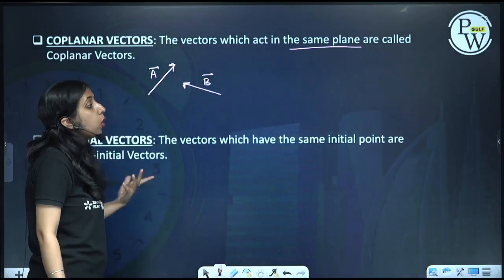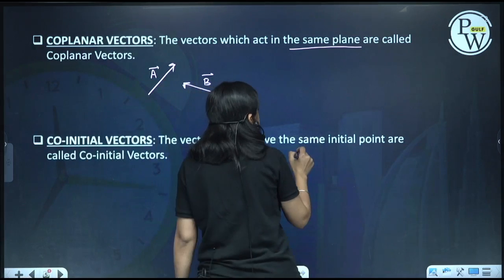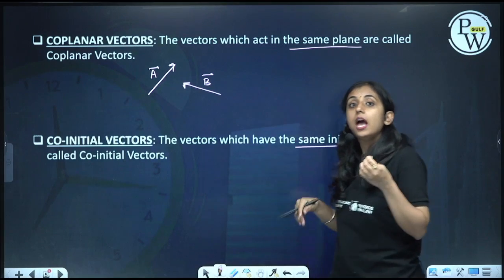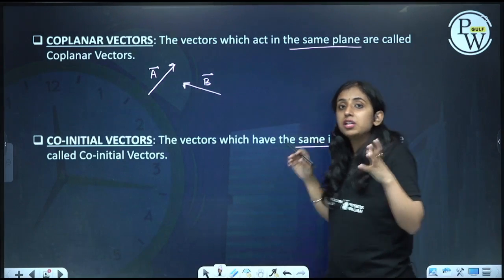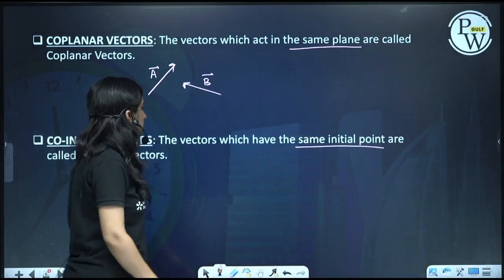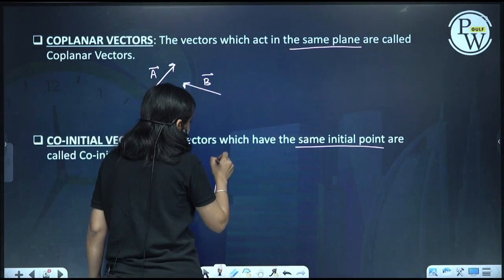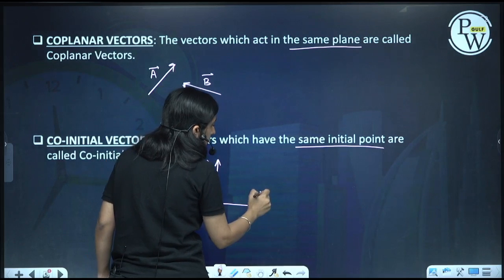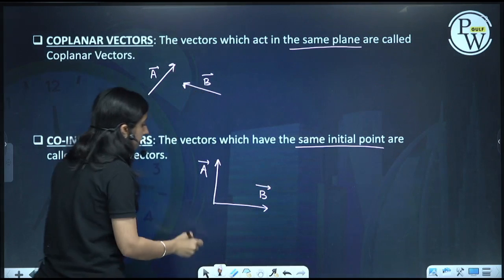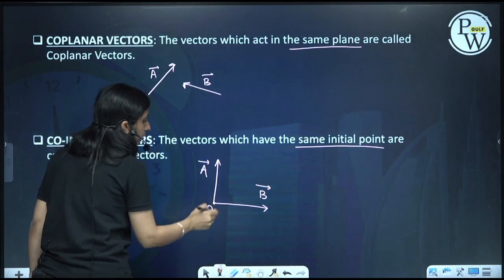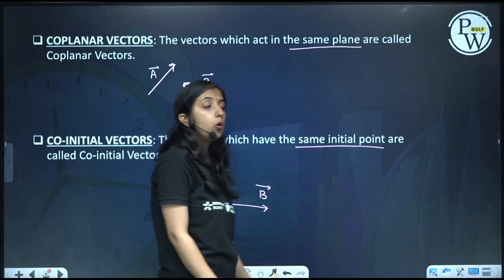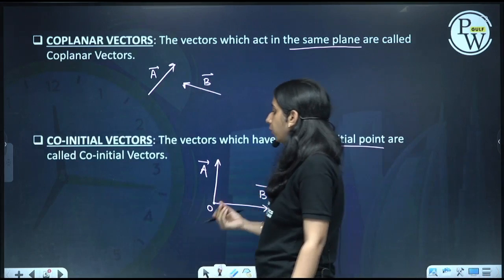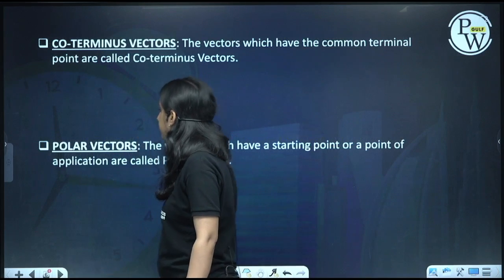Next is co-initial vectors. Co-initial, same initial point. If my two vectors are originating from the same initial point, then they are called co-initial vectors, okay. How will I draw co-initial vectors? Like this. They have the same point O as their origin, initial point or starting point, then they are called co-initial vectors.